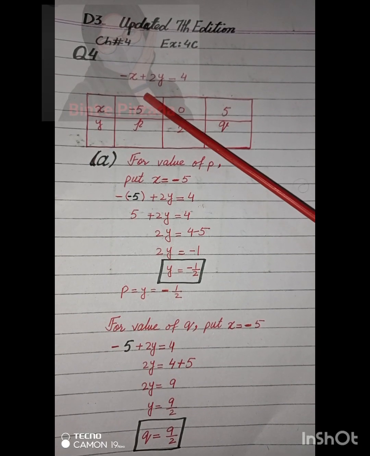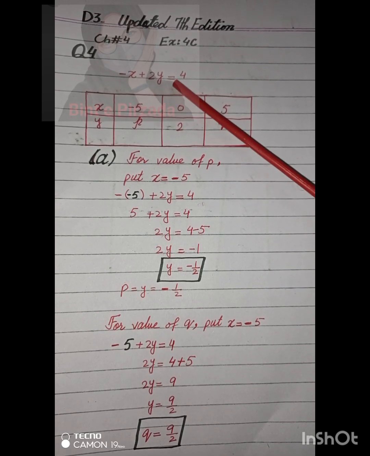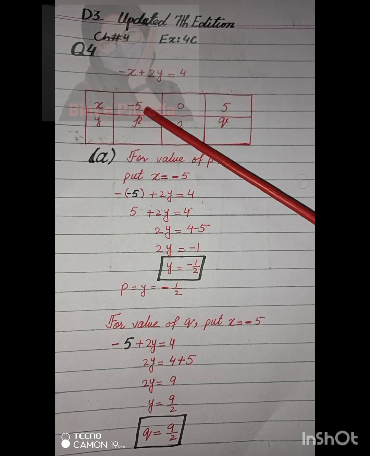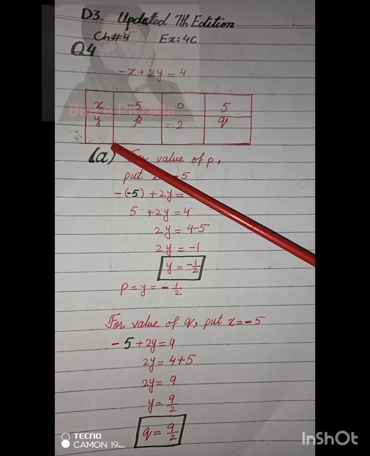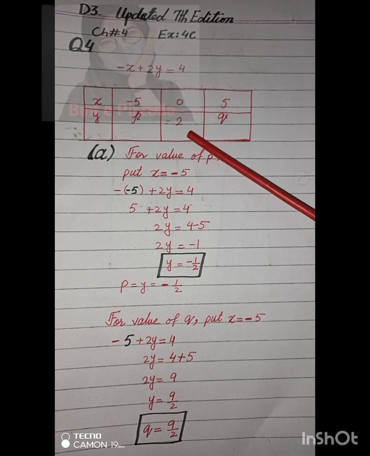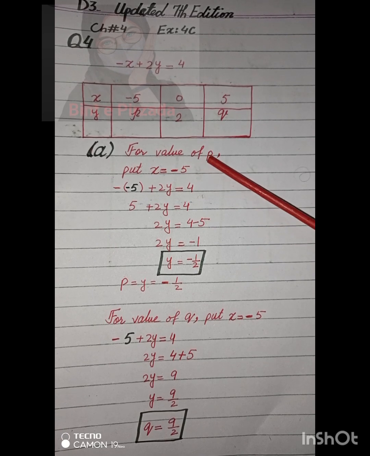So the equation in the question is minus x plus 2y equals 4, and the table given in the question has x values of minus 5, 0 and 5. In the y column, the values are p, 2 and q.